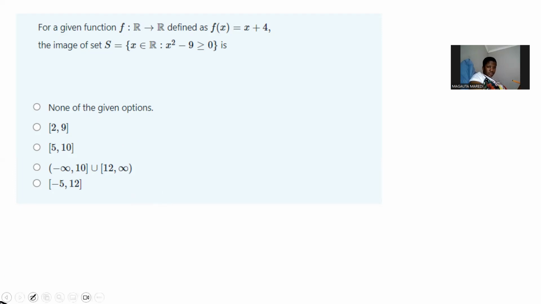Okay, right. So you have that for a given function f, for example, that is of the form that is stated, f is a function from the real numbers to the real numbers. It is defined as obviously a linear map, a linear function. It is a straight line function. The image of the set S is which one?